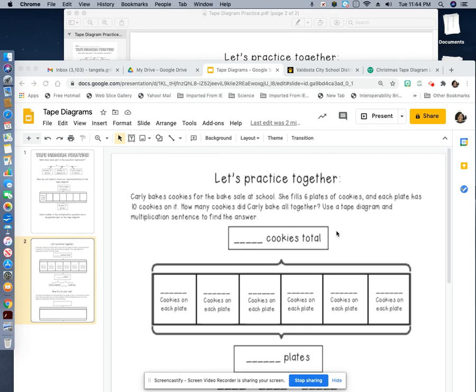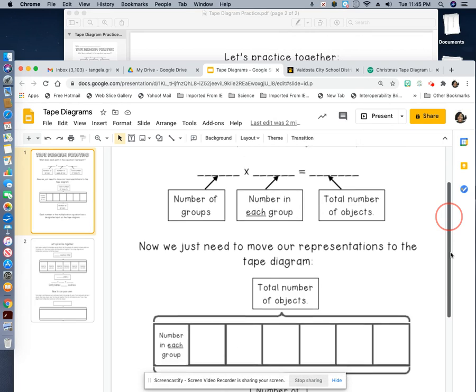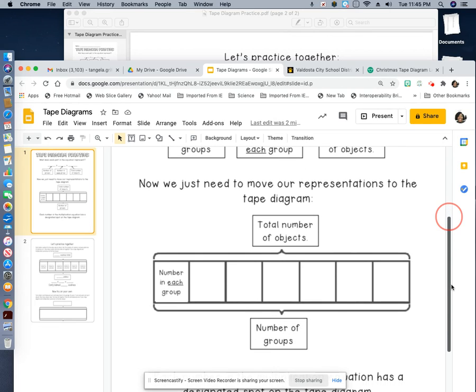Okay, so I'm going to model using the tape diagram strategy. Okay, so what does each part in the equation represent? The first number represents the number of groups. The second number represents the number in each group. And of course, this number over here represents the total number of objects, or the product, which is the answer to the multiplication equation. Now we just need to move our representations to the tape diagram.